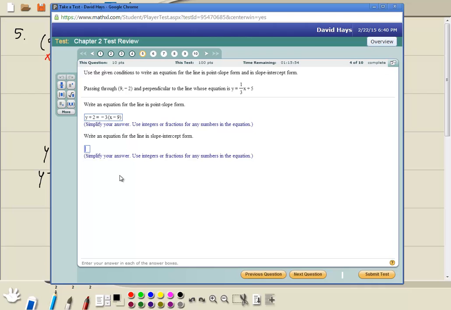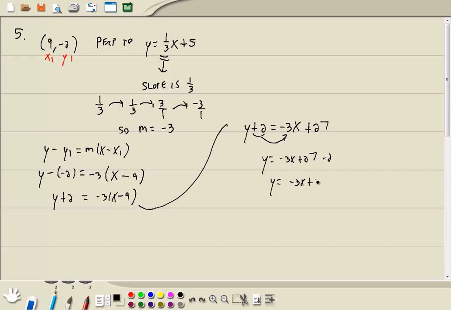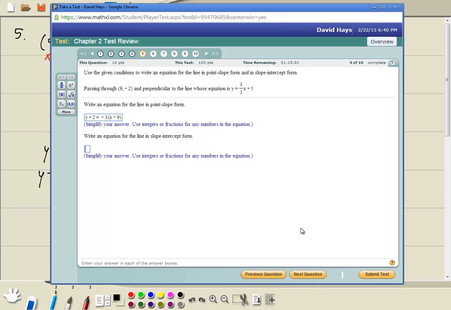Okay, write an equation in slope-intercept form. So we continue this down. Negative 3 times x is negative 3x. Negative 3 times negative 9 is a positive 27. Take the 2 over, and we got y is equal to negative 3x plus 27 minus 2, which is y is equal to negative 3x plus 25.